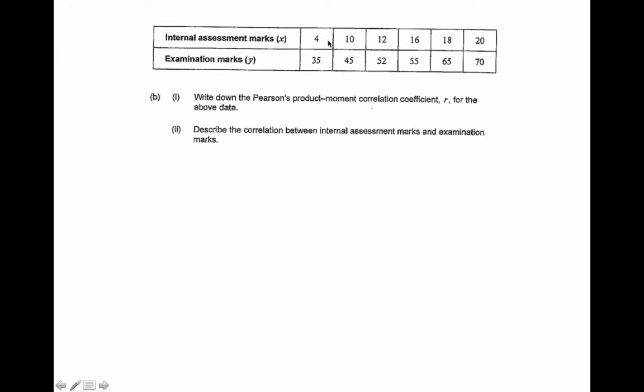For part C, you're asked to find the mean of x and the mean of y. So you add all the x's together. I won't do it now. You add all these, 4 plus 10 plus 12 plus 16 plus 18 plus 20, and divide by 6 because there's 6 bits of data, and the same for the y.